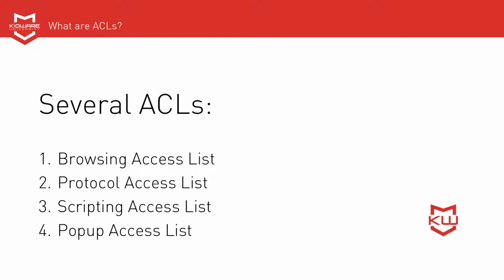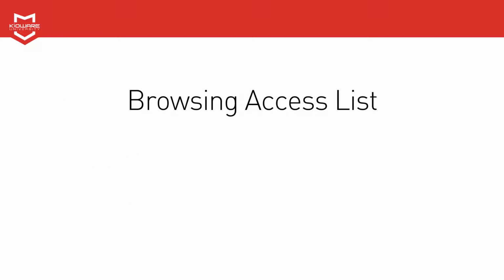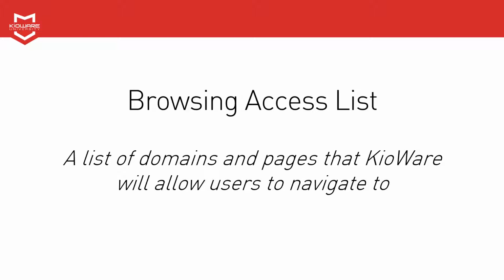KioWare has several ACLs, but the most commonly used ACL for KioWare configuration is a browsing access list, which lets you create a list of domains and pages that KioWare will allow users to navigate to. These browsing restrictions are often essential to your configuration of KioWare, so you will almost definitely use a browsing access list in your configuration of KioWare. Let's go through an example of how to set up a browsing access list in KioWare for Windows.